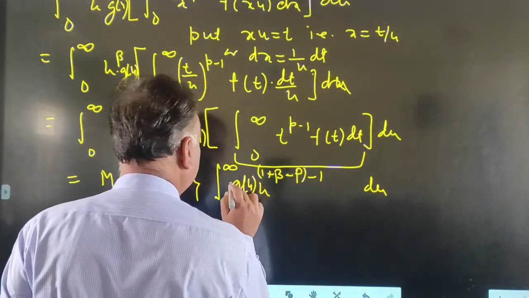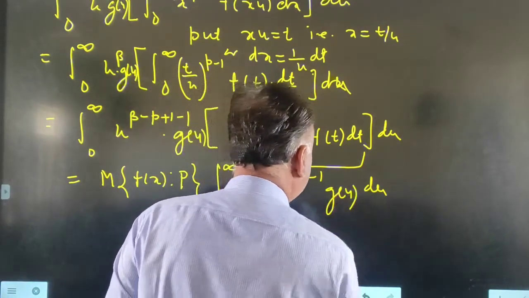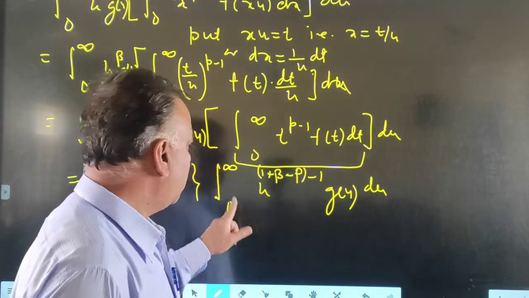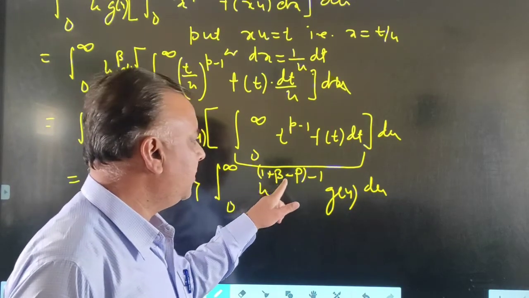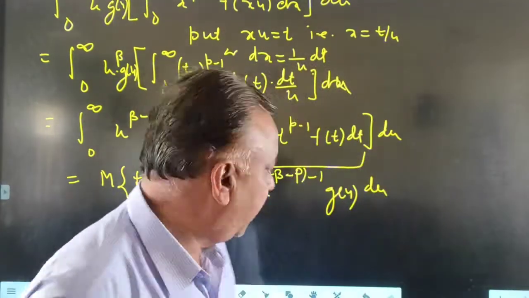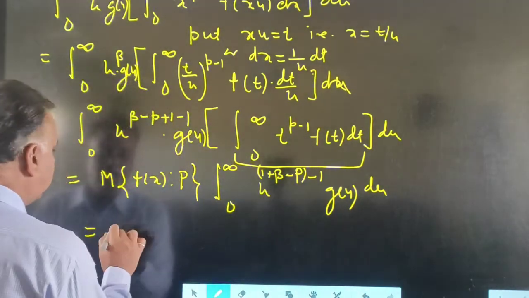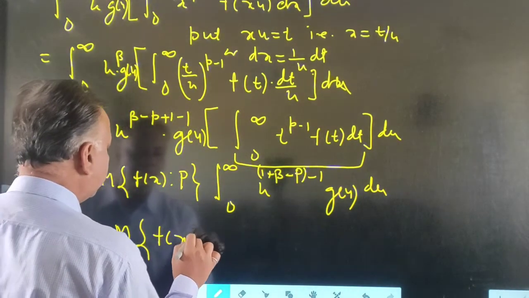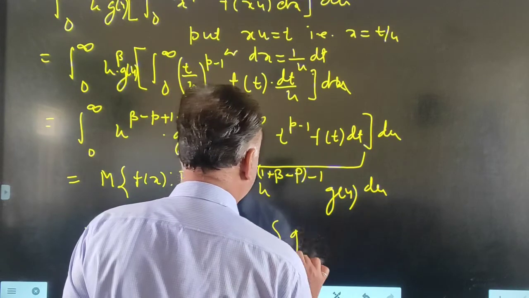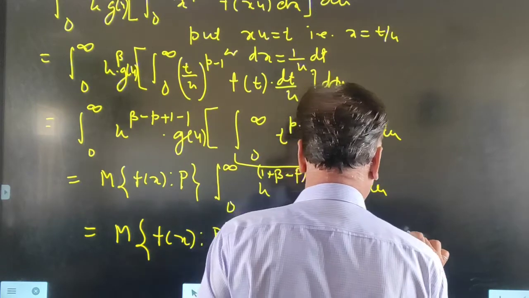Instead of f of u, this is g of u. Now by the definition of the Mellin transform, the integral from 0 to infinity of u raised to 1 plus beta minus p minus 1 times g(u) du is nothing but the Mellin transform of the function g(x) with respect to the parameter 1 plus beta minus p. So the result is the Mellin transform of f(x) with respect to p multiplied by the Mellin transform of g(x) with respect to parameter 1 plus beta minus p.